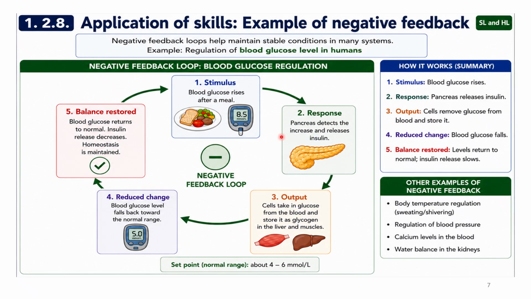Similar feedback mechanisms regulate body temperature through sweating and shivering, blood pressure, blood calcium concentration, and water balance in the kidneys, ensuring stable internal conditions despite continuous external changes.